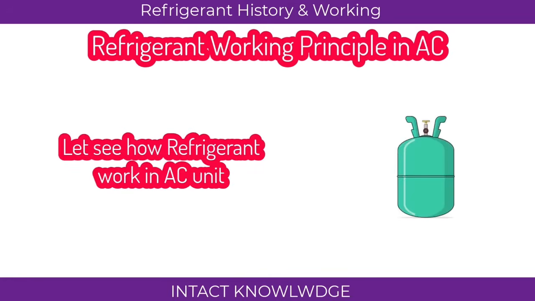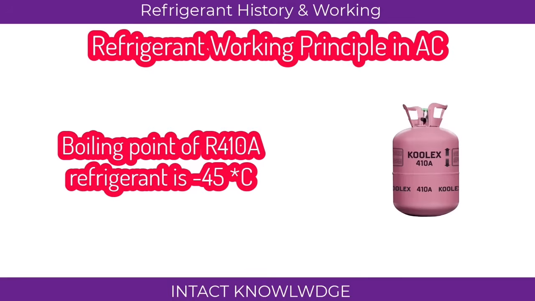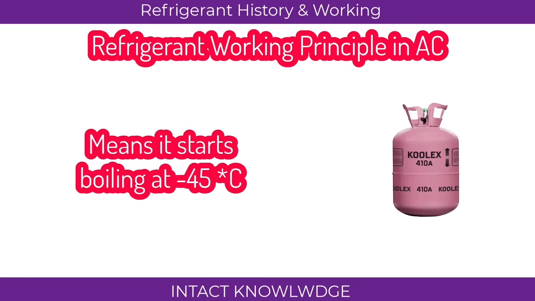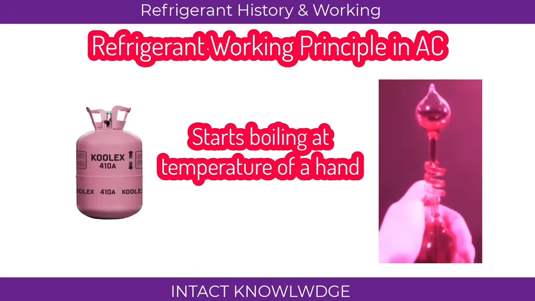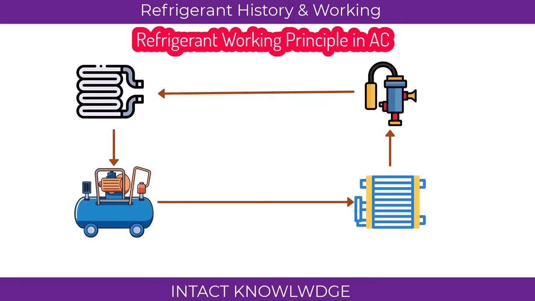Now, let's see how refrigerant works in an AC unit. The boiling point of R410A refrigerant is -45 degrees Celsius. That means it starts to boil at -45 degrees Celsius. If we put it in our hand, it will start boiling at the temperature of the hand. This refrigerant travels through all the equipment in the AC unit.